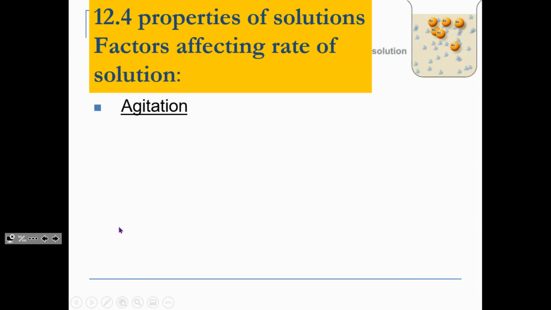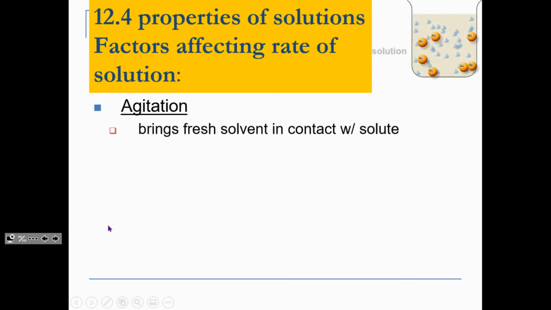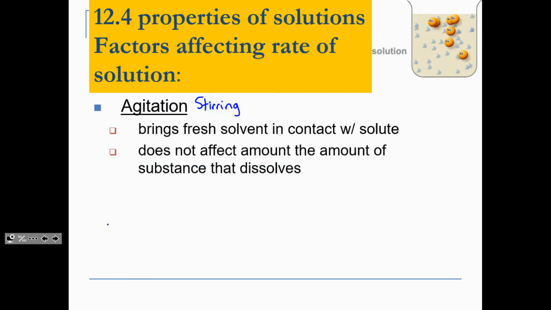So there are factors that affect the rate or the speed of solution. And the first one that we're going to talk about is agitation or stirring. I think most of us have a good idea of this, but when we stir something, we bring fresh solvent in contact with more solute. It mixes it better. The salt comes into contact with the water or the sugar with the water, and we can dissolve things faster. It does not affect the amount of substances that actually dissolved. That is a term called solubility, and we're going to look at that in a little bit.